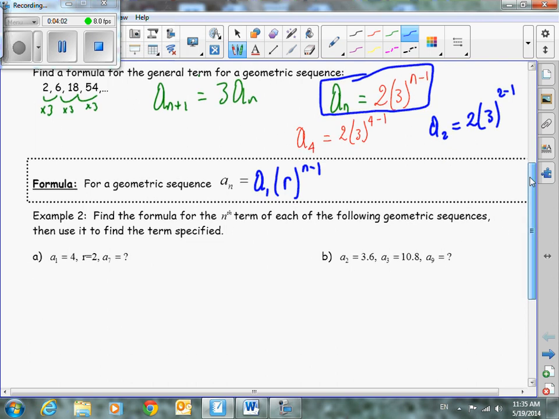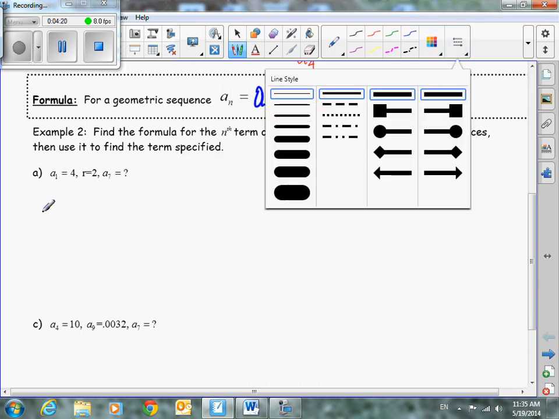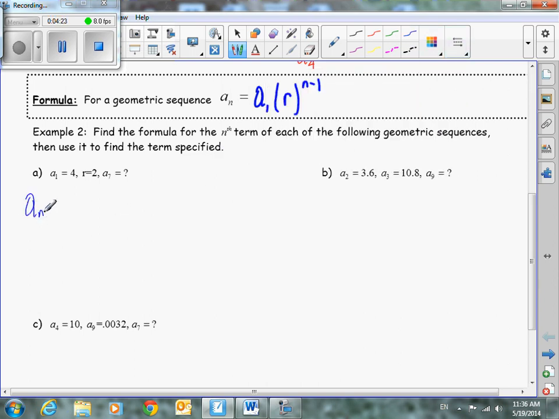All right, let's look at example 2. It says, find the formula for the n term of each of the following geometric sequences. The first term, the common ratio, and we're looking for A7. But before we look for anything, they ask us to find the formula for the n term. So, what do you think an will be here? An is equal to, do we know everything to write an? Yes, we do. What is the first term? 4. Common ratio is to the power of?